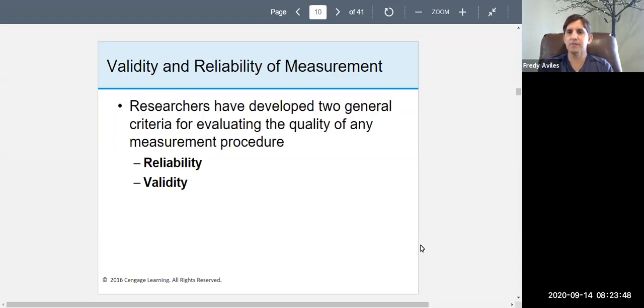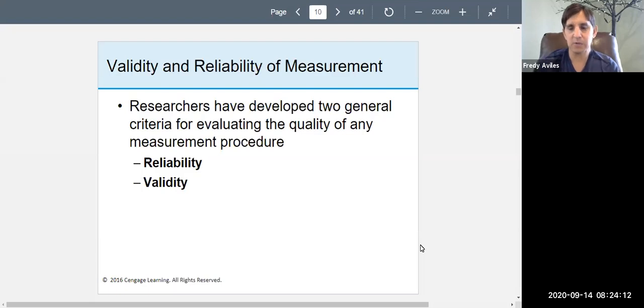So researchers have developed two general criteria, two ways for evaluating the quality of any measurement procedure. If you really want to know, do you really have a good IQ test or a good measure of mood or motivation or whatever it is, then you have to know about something called reliability and validity. Because yes, these measurements have problems, as we have seen. So how do you know if you have a good one? How do you determine this? So that's what we're talking about.